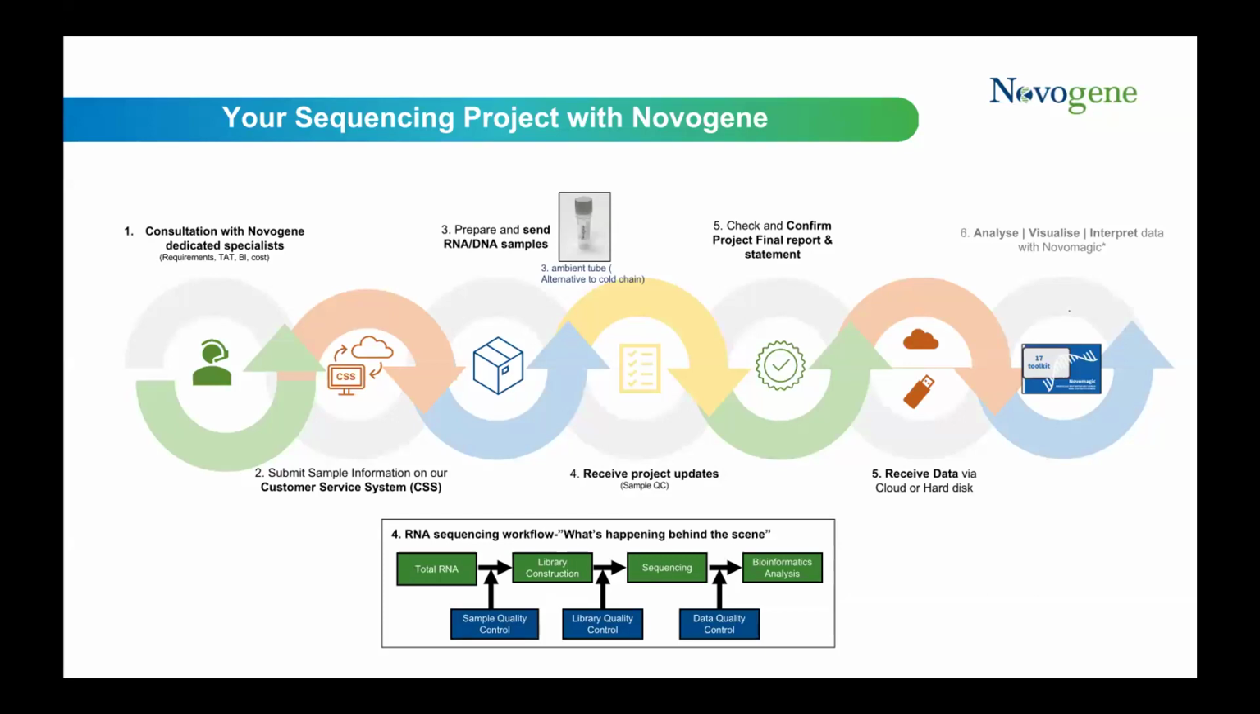So about this part, all the steps, all the updates, you can check and track on our customer service system. And then you check and confirm the project for the final report and statement and get the data. Once you get the data, you can still use our software called Novogene's to reanalyze, visualize and interpret your data. So about Novogene's, I would like to give more details.